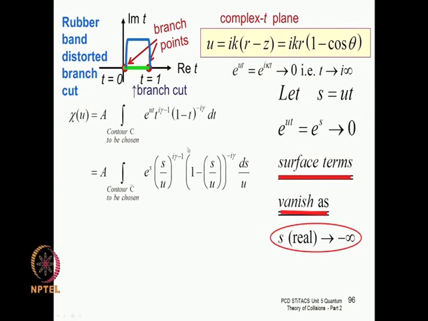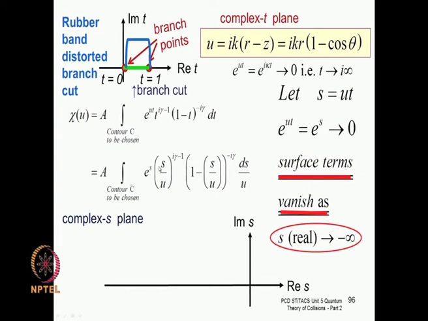So, let us write this integration not over t, but over s. We carry out the integration in the complex s plane. Instead of integrating over the variable t, we are now integrating over s. So, dt becomes ds over u, t becomes s over u, and so on. It is the same integrand effectively. And now, we have to choose a path of integration in the complex s plane. So, s must go to minus infinity along the negative real axis.